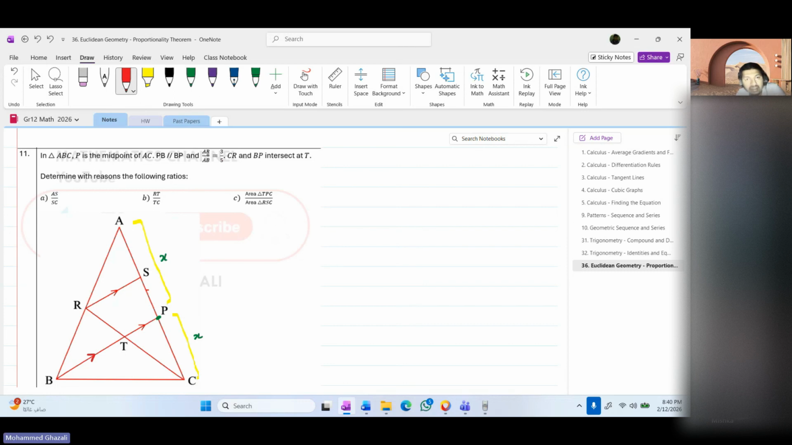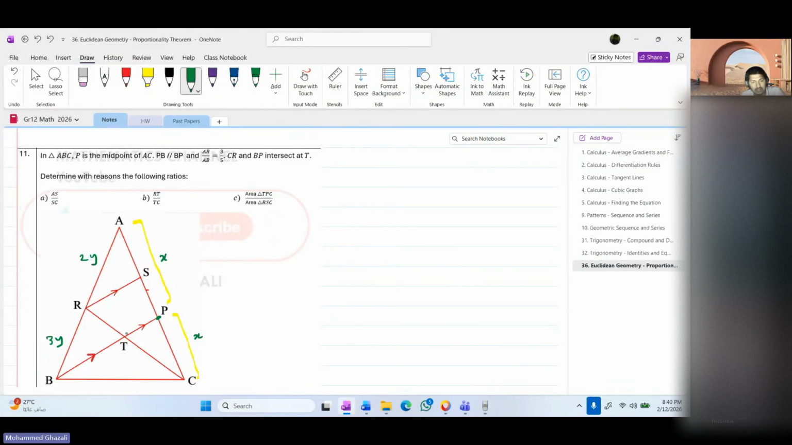AR to AB is 3:5. So AR can't be X now. You must put 2Y, and RB you must put 3Y, because AR is 3 and AB is 5. So 2 plus 3 will give you 5. That's correct. CR and BP intersect at T. Determine with reason the following ratios. What is AS to SC?